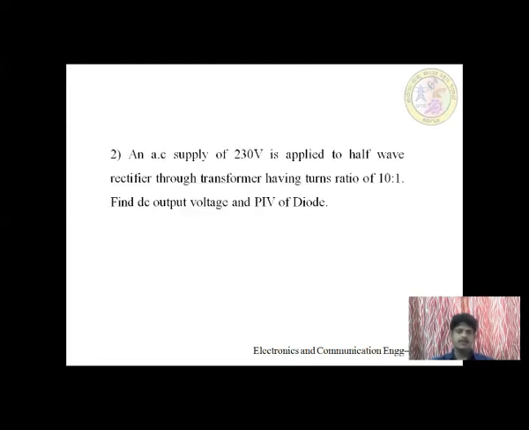Next, we are going to the next problem. An AC supply of 230 volts is applied to a half wave rectifier through a transformer having a turns ratio of 10:1. Find the DC output voltage and PIV of a diode. PIV means peak inverse voltage. So first see what things are given.